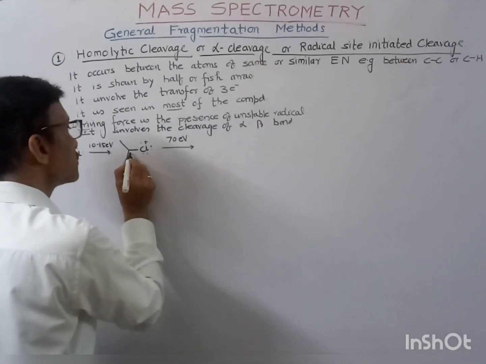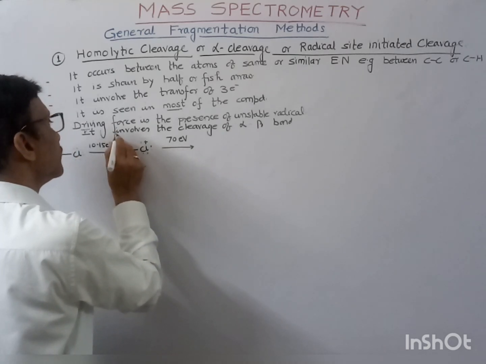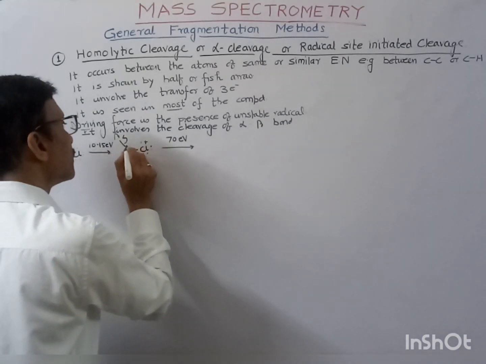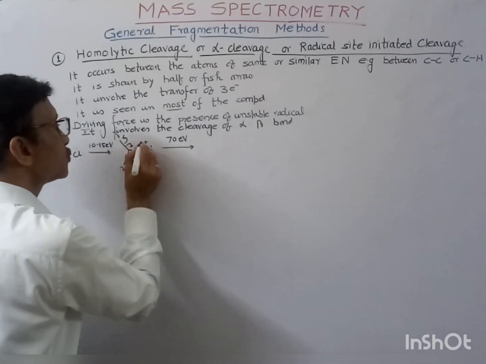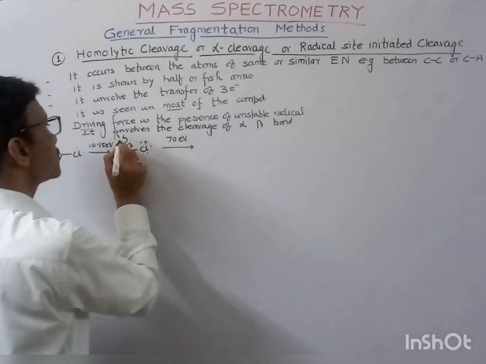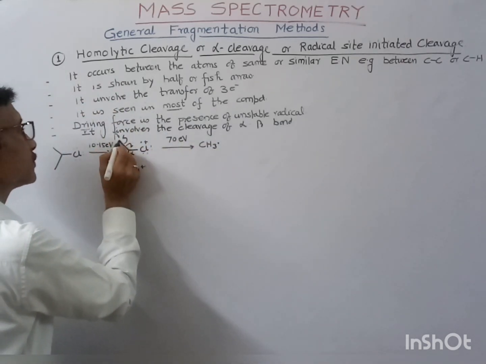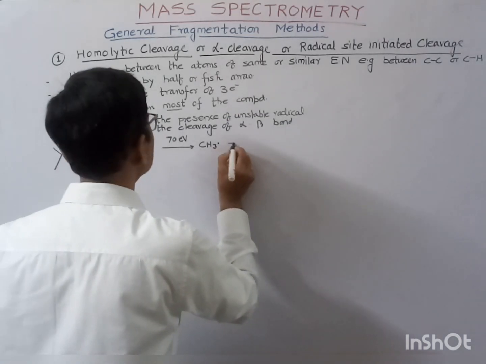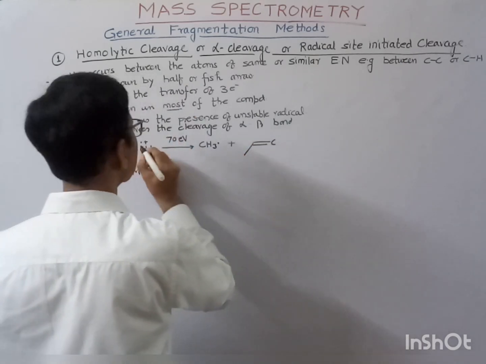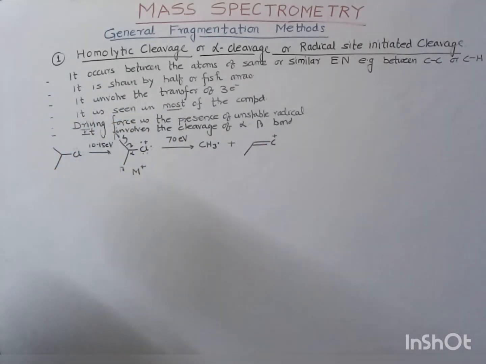So this is our alpha bond and this is the beta bond. The alpha-beta bond will undergo cleavage. So one electron over here, and these two electrons may form the double bond, and one of the CH3 methyl radicals will be removed. The double bond will come over here, and we have a plus charge over here. Okay, so this you have got.